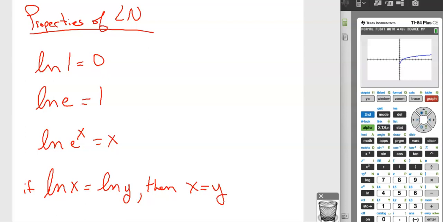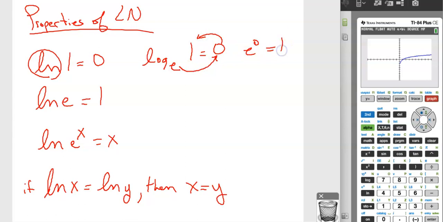You may want to pause the video and look at these properties, but they're very similar to what we did earlier. I would suggest on some of these, think of this as log base e. See, the 0 power is 1. Not like you necessarily have to memorize these, just remember that natural log is log base e.